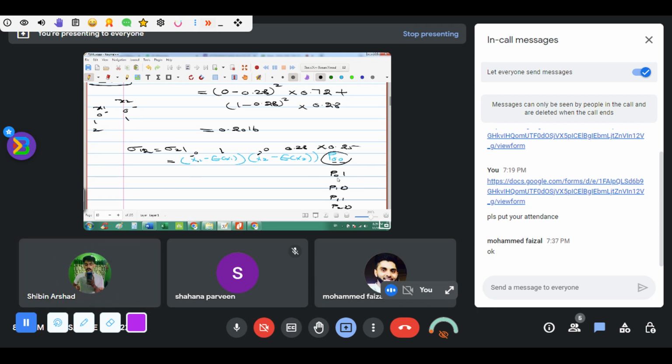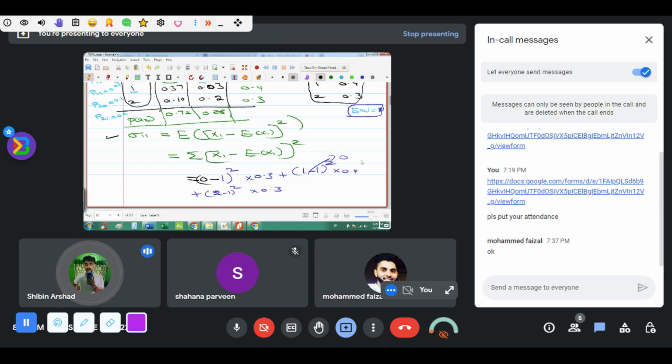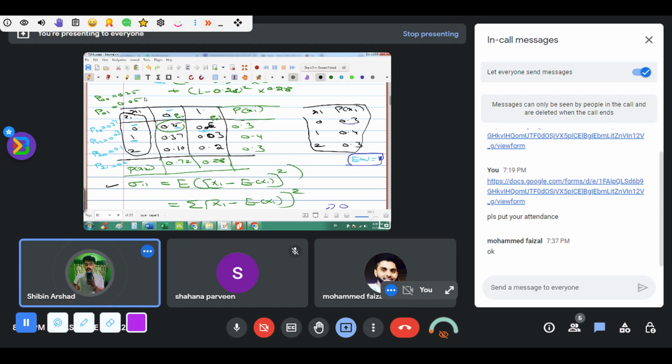What is the x1 value? 0. Very good. x1 value 0 minus E of x1 value, which is 1. What is the x2 value? 1. Sorry, some mistake is there. What is the x1 value? 0. The x2 value is this one: 1 minus 0.28, into the probability of 0 1. What is the probability of 0 1? 0.05. Very good.